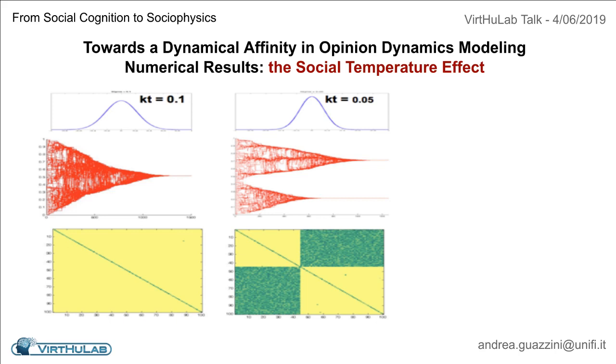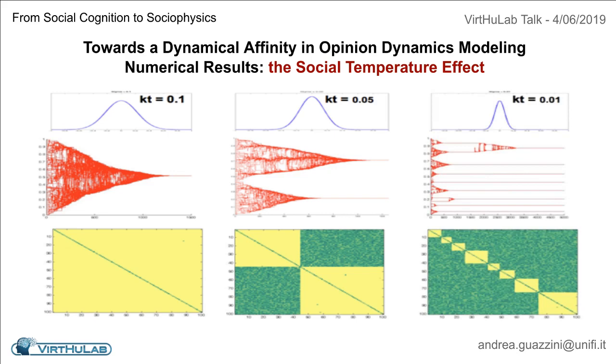But when the social temperature is reduced, rich scenarios characterized by the stabilization of clusters of different sizes emerge, both in the opinion space as well as in the affinity space. In general, social temperature appears to be related to the fragmentation of an opinion system at the equilibrium, or to possible metastable conditions of the system.